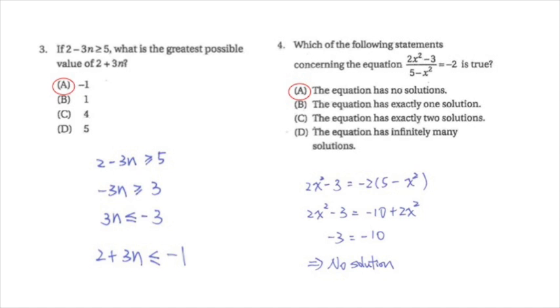Question 4. In this question, we're asked which of the following statements about the equation (2x squared minus 3) over (5 minus x squared) equals negative 2 is true. So when solving this, we multiply both sides by 5 minus x squared, then we have 2x squared minus 3 equals negative 2 times (5 minus x squared). So 2x squared minus 3 equals negative 10 plus 2x squared. So cancelling out the 2x squared, we have negative 3 equals negative 10, which means no matter what x is, this equal sign will never be true. In other words, there is no such x that can make the equation valid. So the equation has no solutions.